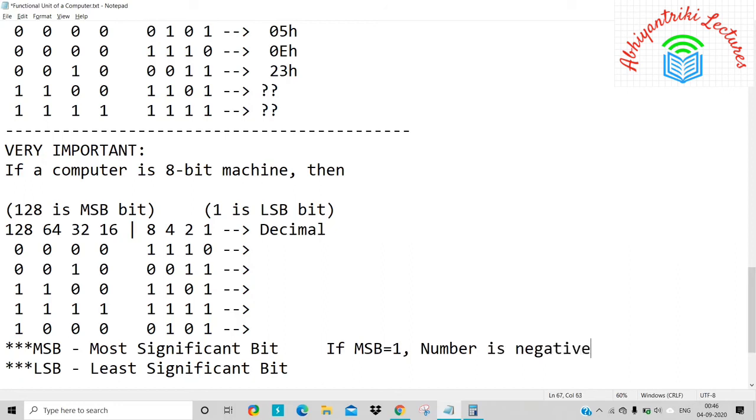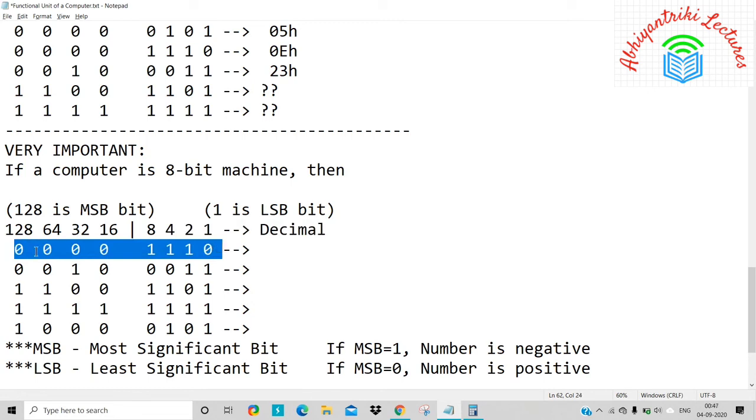If MSB is equal to 0, the number is positive. So now tell me what is the answer for this. The MS bit is 0, so it is plus only. And 8 plus 4 plus 2 is 14. How do you write 14 now? This is a decimal value, so write plus 14D.